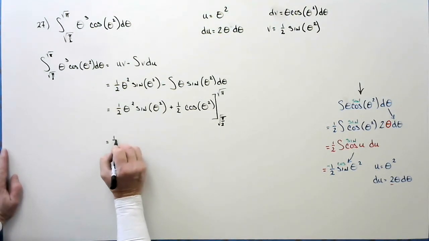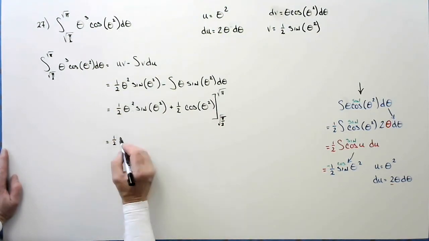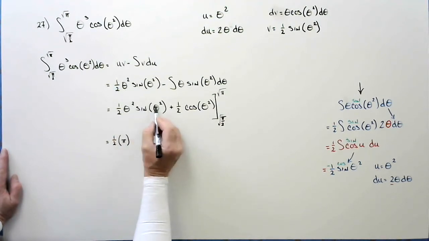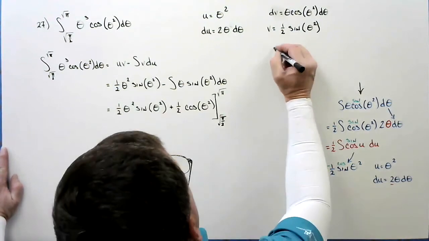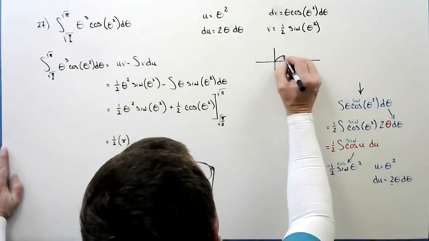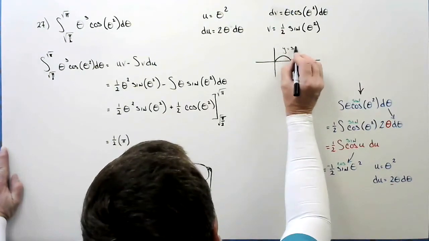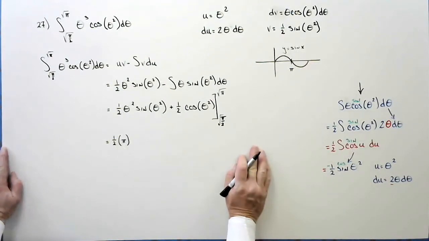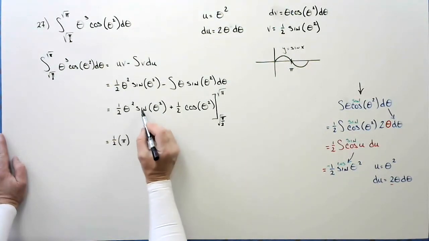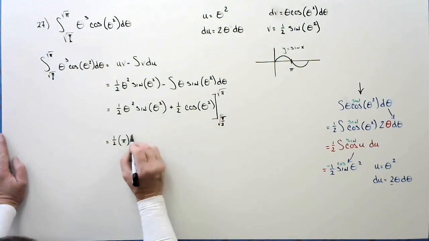It's going to be 1/2. We're going to put in the square root of pi. The square root of pi squared is just going to be pi. This is going to be sine of the square root of pi squared. Now, if we think back, because we haven't done this for this semester yet, this is the sine curve, right? This is pi. Well, the sine of pi is 0. So this is going to be sine of root pi squared, or sine of pi. So that's going to be 0.